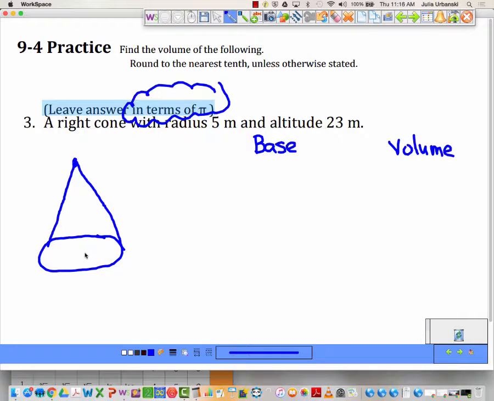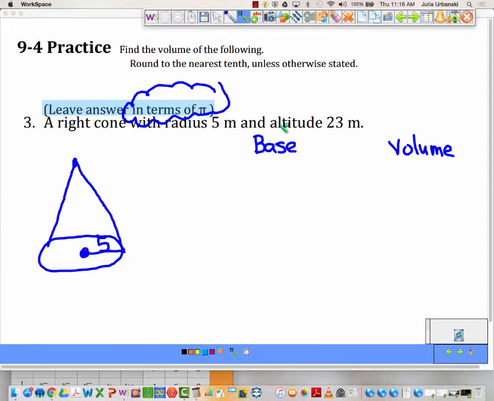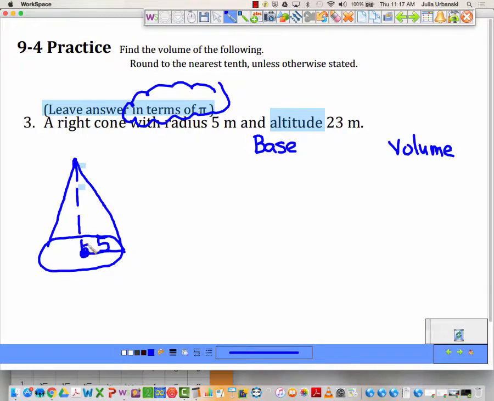All right, what is the radius? 5. Now look at the word altitude. The altitude. So when you use the word altitude, they mean that they're giving it to you so that it goes right down the inside, right down the middle, so that you don't have to do the extra work. They gave you the height. All right, so now the base area is 5. I'm sorry, the radius is 5.